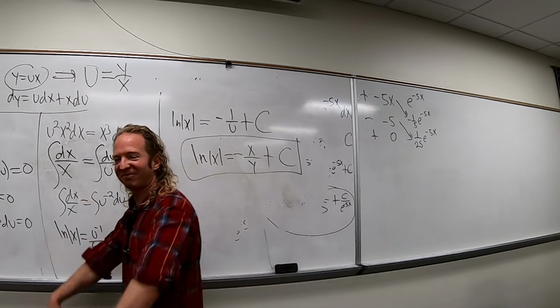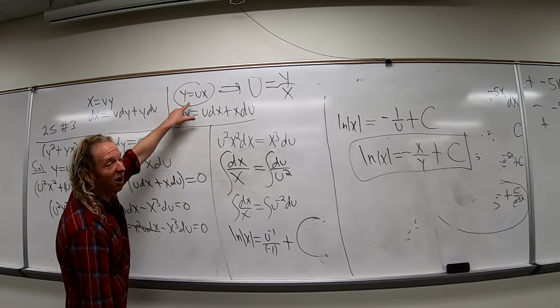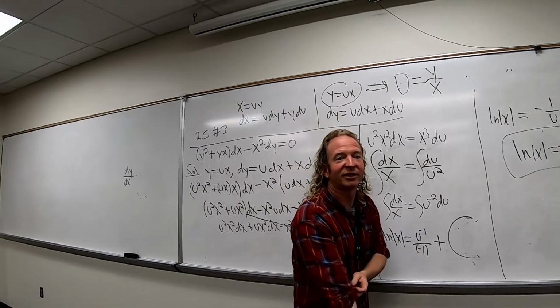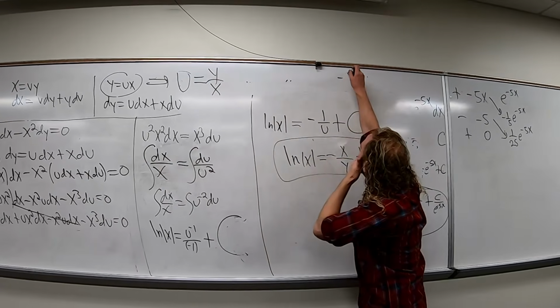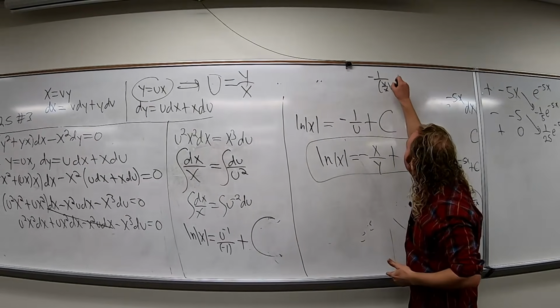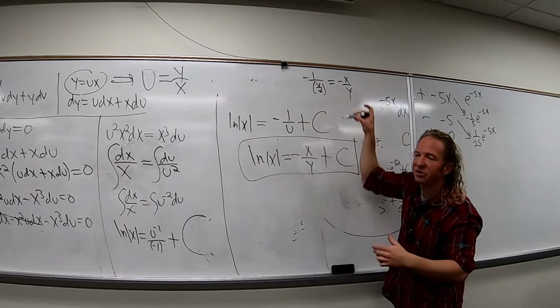Would you say u is equal to y over x? Yeah. Do you see why? Because y is equal to ux. You plug it in there and negative. Oh, okay. Because it's flipped. Yeah, because it's flipped.